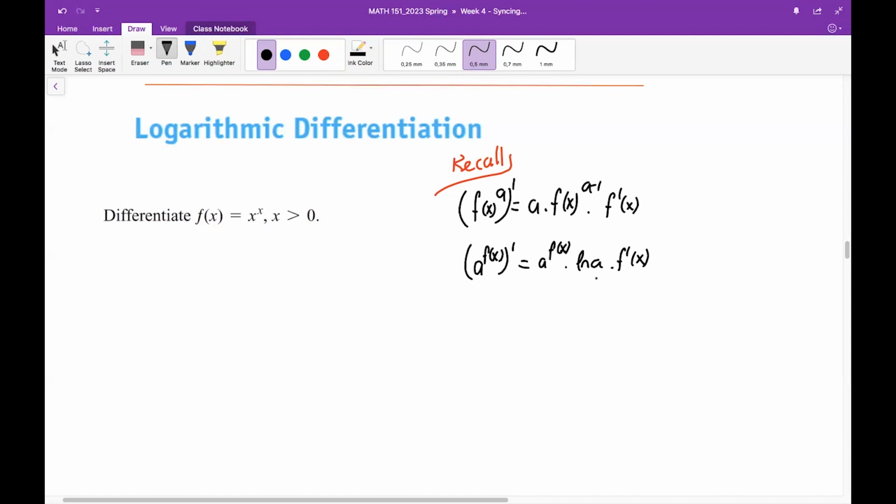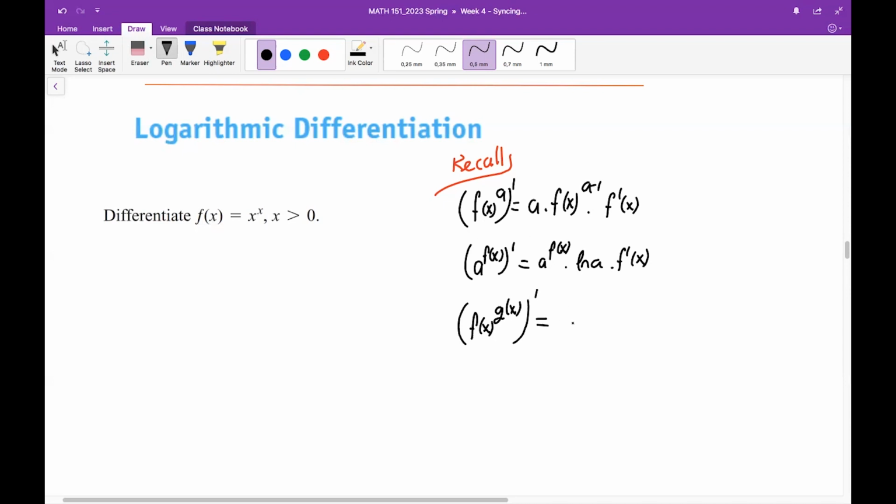Okay, now I want to make the situation much more complicated by also putting x-dependent functions on the base and also on the power. What I mean is, what if we have x-dependent functions both on the base and on the power, and we want to take the derivative of it? How do we take this derivative? For this form, neither the first rule nor the second rule applies, okay?